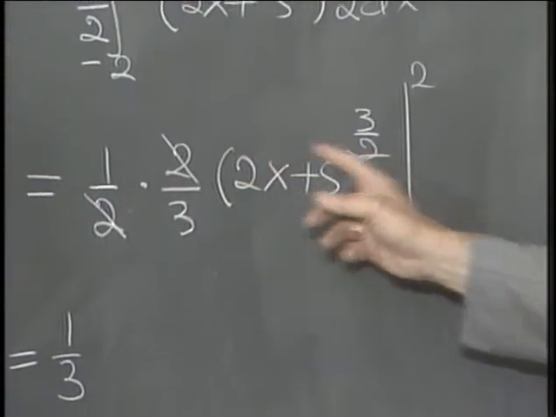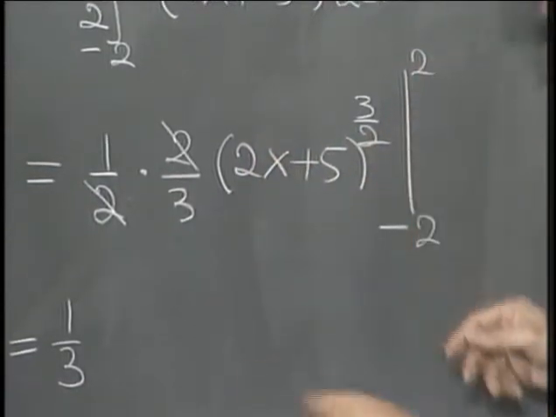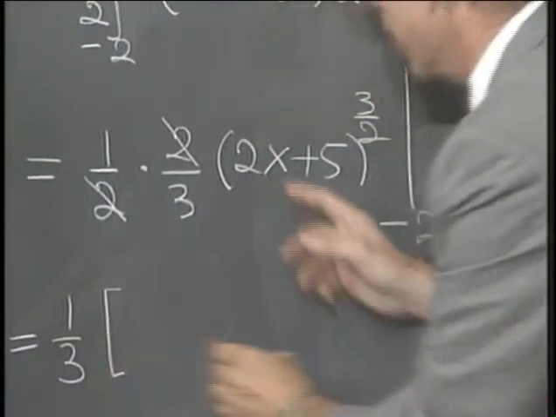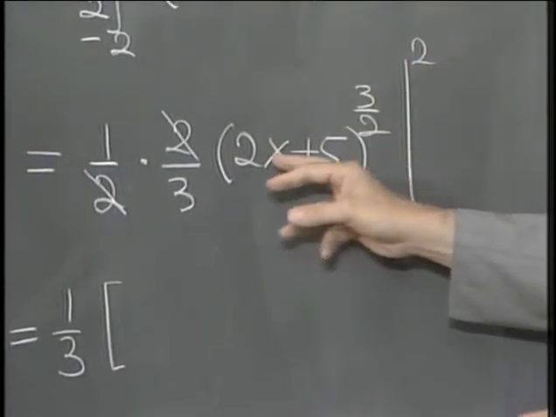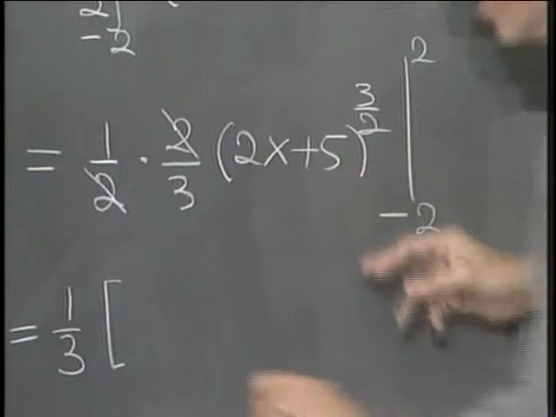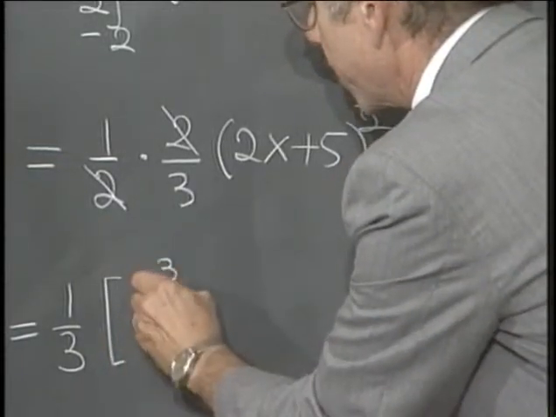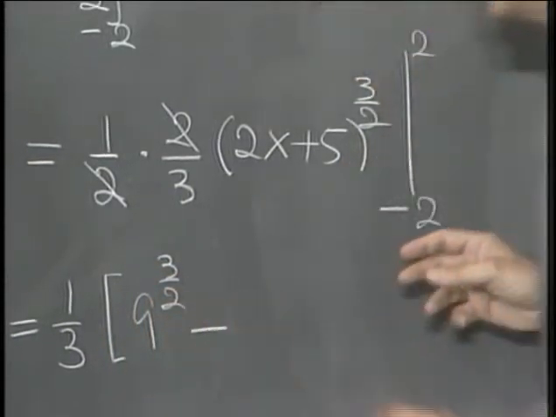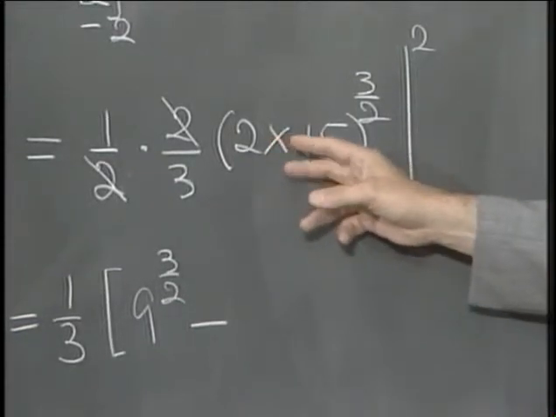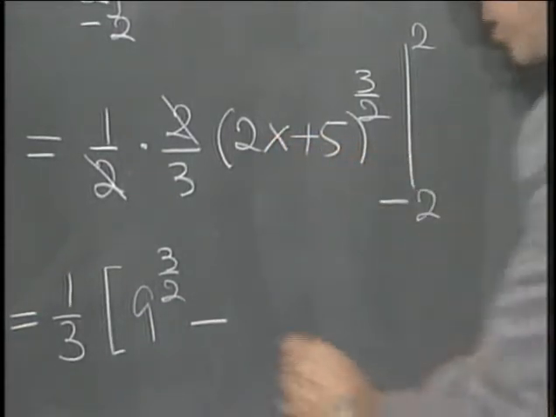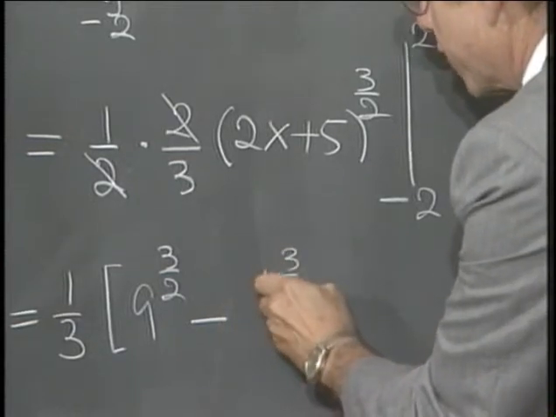And now we evaluate at the upper limit and the lower limit. So we have 1/3 of, evaluate at the upper limit, 2x + 5 becomes 4 + 5 is 9, so that's 9^(3/2). Minus, evaluate the lower limit, 2x is then -4. -4 + 5 is 1. So this is 1^(3/2).